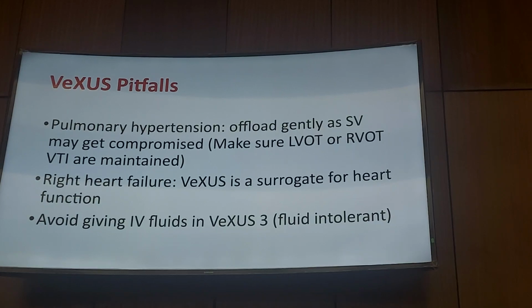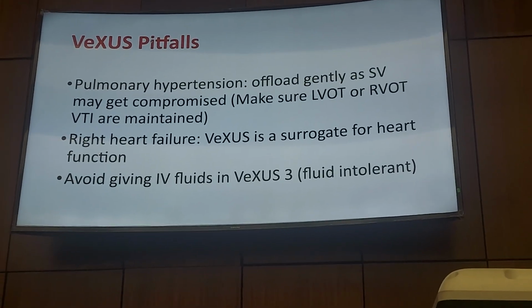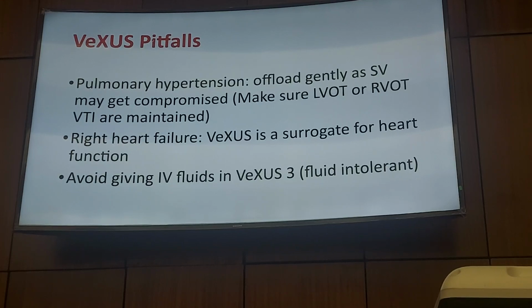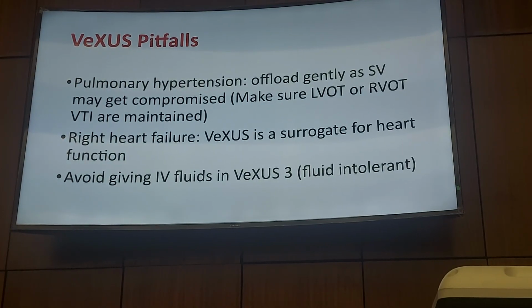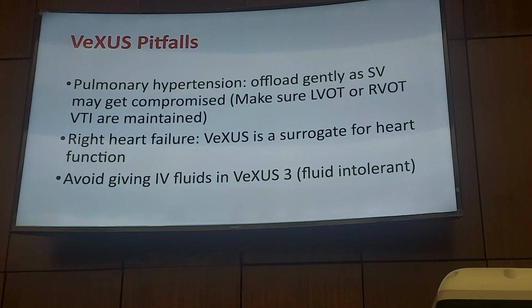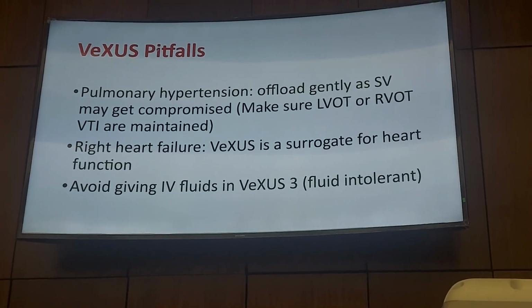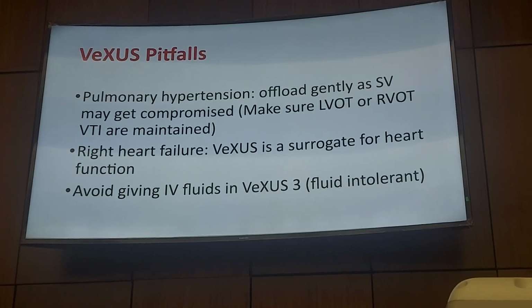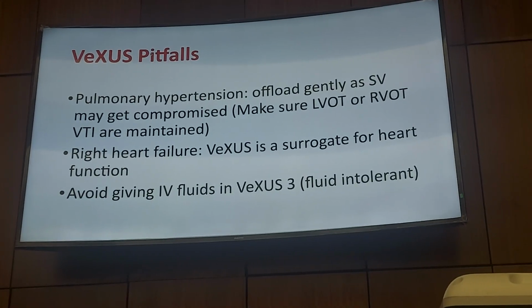But the whole protocol has pitfalls. Patients with long-standing pulmonary hypertension are likely to have a high VExUS score, but you shouldn't aggressively offload these patients, because the cardiac output of these patients is dependent on high preload. So it is not just the reflex of offloading when you see a high VExUS score. You have to look at the context.